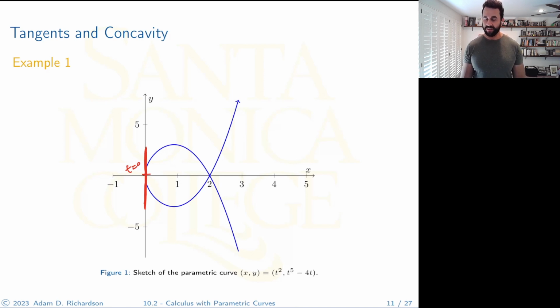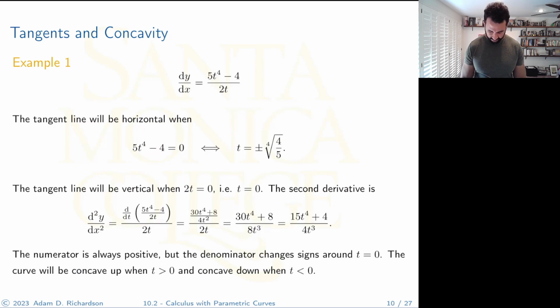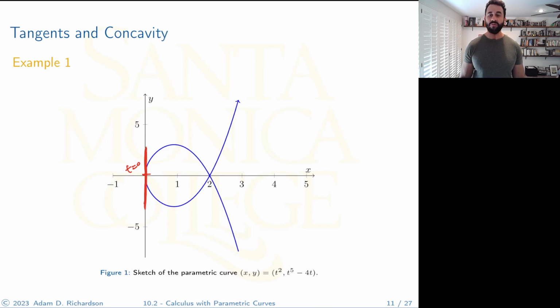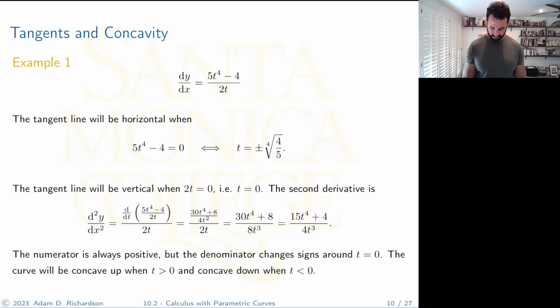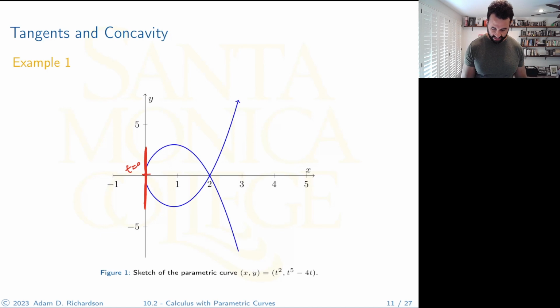And what did we say? We said that before t equals 0, the curve is concave down. So when t is negative, the curve's concave down, which makes sense because when t is negative, we're looking at this part of the curve and it's concave down. Then when t turns positive, it's concave up.